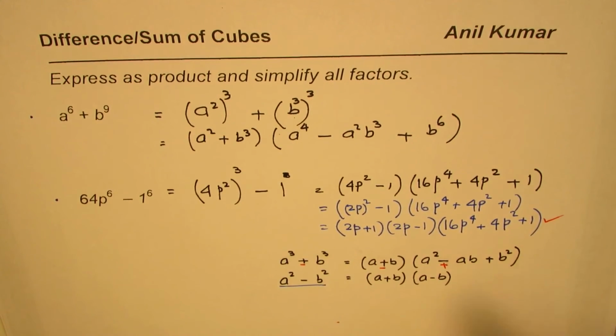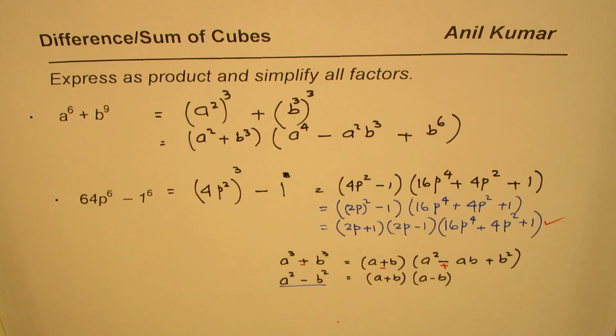So this is the result of factoring the given term. I hope you understand how to combine the difference and sum of cube formulas with the difference of squares formula. I'm Anil Kumar and I hope that helps.